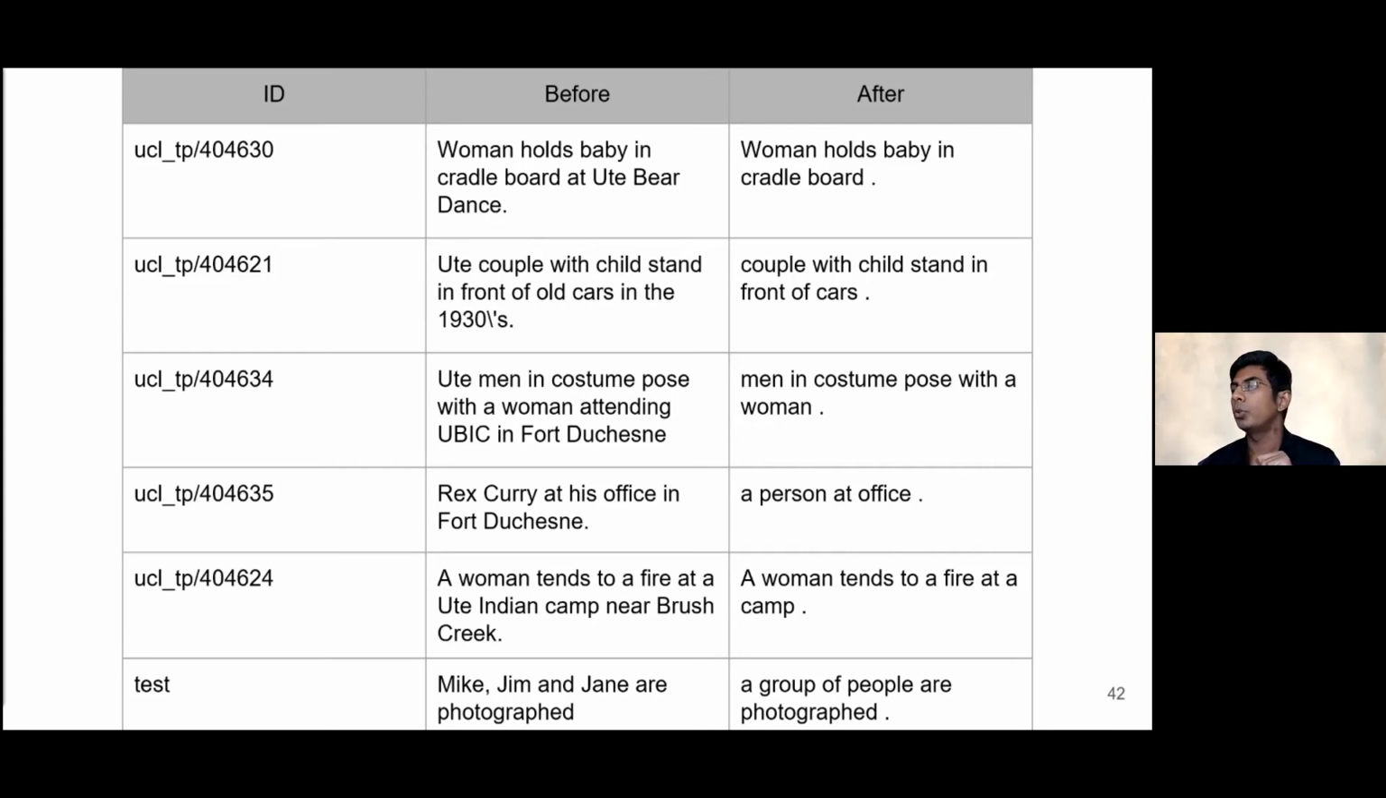I'm not going to go through each and every sentence, but as you can see, we converted the captions to a more machine learning friendly format. For example, the last one, Mike, Jim, and Jane are photographed. That got converted to a group of people are photographed.